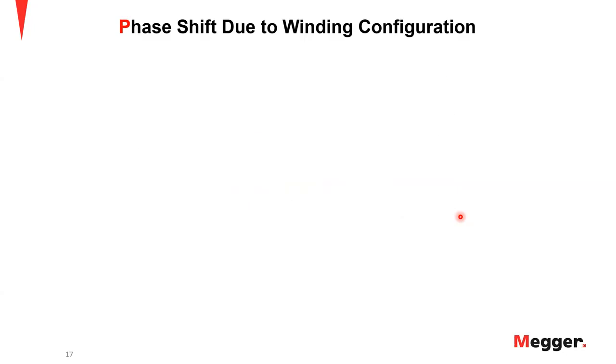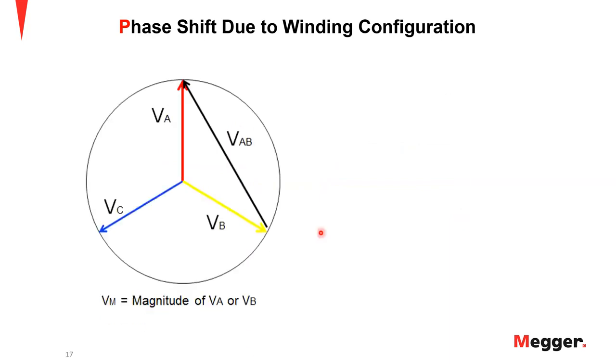So let me talk a bit about how we see that phase shift when we are working with different transformer configurations. Here I have a Y connected, or star connected, diagram showing VA, VB, and VC. If I have to calculate VAB, let us look at what happens. VAB is equal to VA minus VB, and I'm assuming VA and VB as VM because the magnitudes will be the same and the phase angles are 120 degrees apart from each other. So you would get these equations here, and it results in this equation in rectangular form.